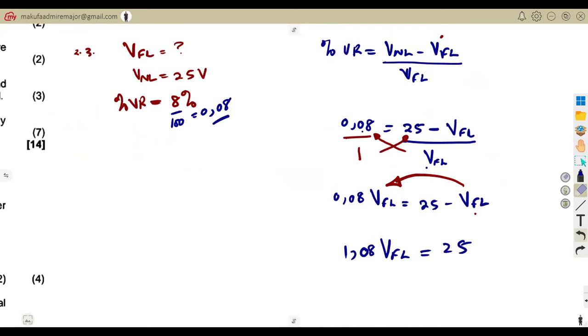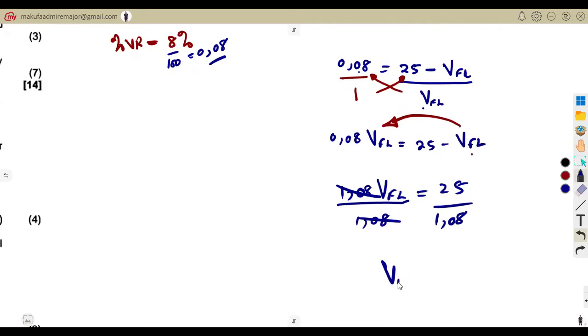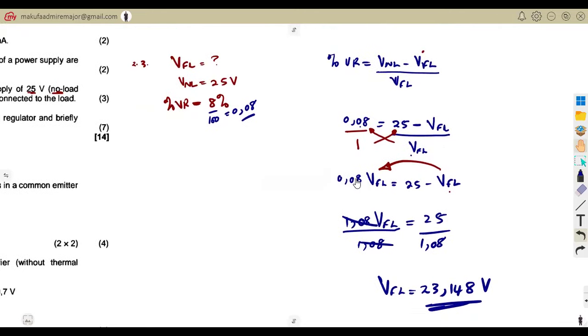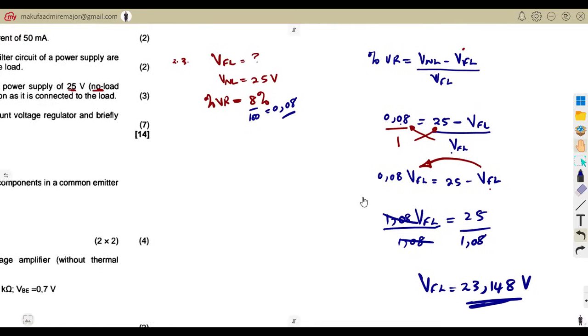Let's find this voltage. We simply divide by 1.08 on both sides. From these calculations, we obtain 23.148 volts as the voltage at full load. So this one was just a matter of using the formula. The percentage voltage regulation was taken from the formula sheet.